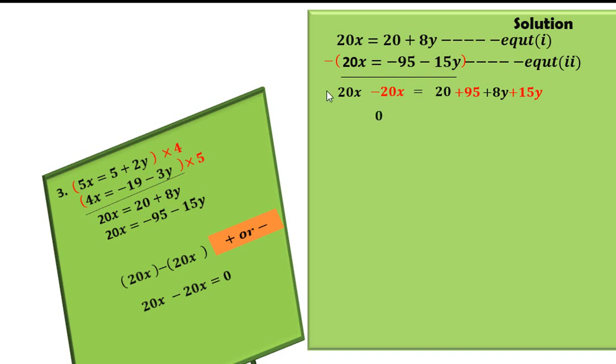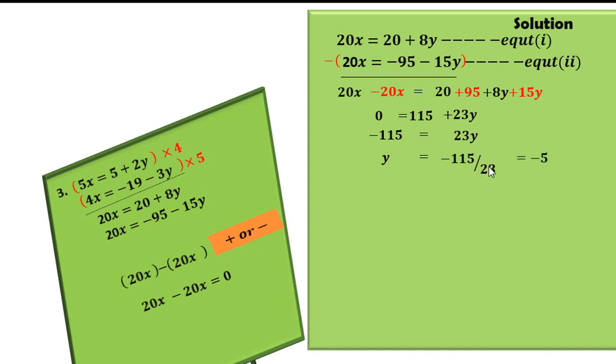So this becomes 0, then equal to, if I rearrange, I will be having 115 plus 23y. Taking 115 to this side, it becomes negative 115. So I can now say that y equals minus 115 divided by 23. So y equals minus 5.